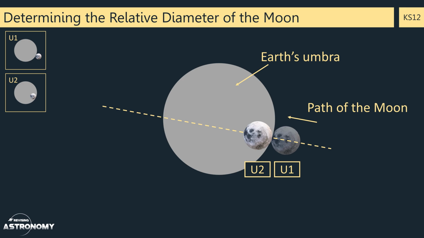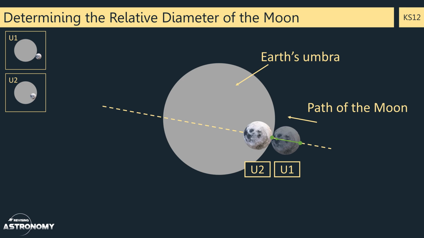Now, interestingly, if we consider how the moon has moved from U1 to U2, and we take the furthest point to the right of the moon, you can see that it's moved from here to here. The distance that the moon has moved is equal to the diameter of the moon. Now we can't put a ruler up in space to measure that, but we can use the time it took to go from U1 to U2 as a proxy for the diameter of the moon.